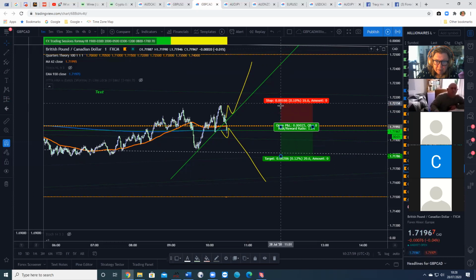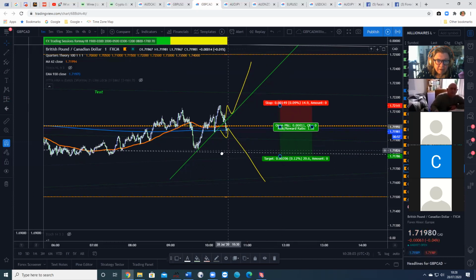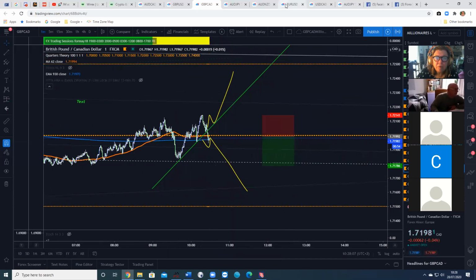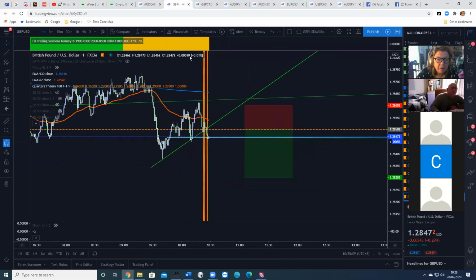GCAD. Let's see what that's deciding to do. So GCAD, where's that here? GU rather. So that's just set off my alert down there. So it's doing a break and a retest of the 1 minute trend. We haven't got a big break and retest. Oh, we have back there of quarter theory. 12 pips back there. The 62 is pushing it down.